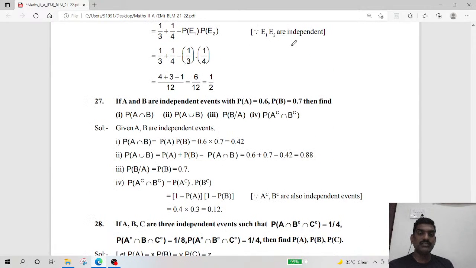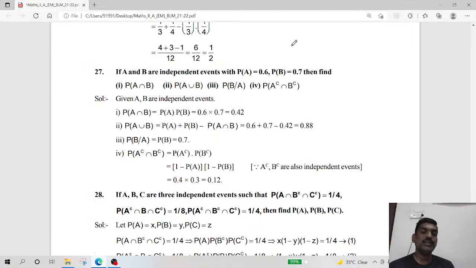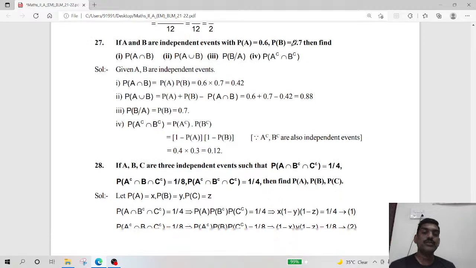Question number 27. If A and B are independent events, P of A intersection B is P of A times P of B. P of A or B is P of A plus P of B minus P of A intersection B, that is P of A times P of B. And P of B given A, that is P of B. P of A complement intersection B complement is P of A complement times P of B complement, because independent events.